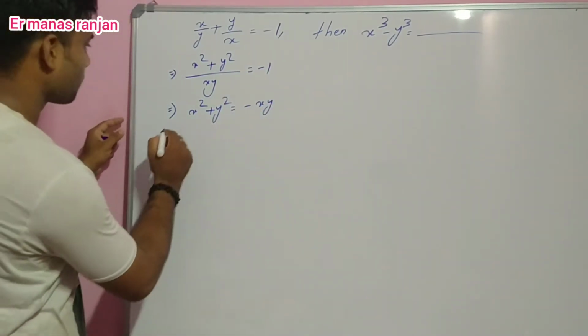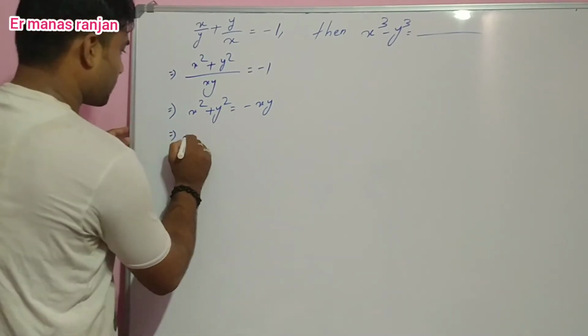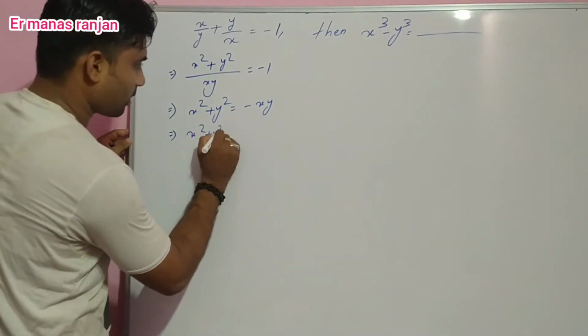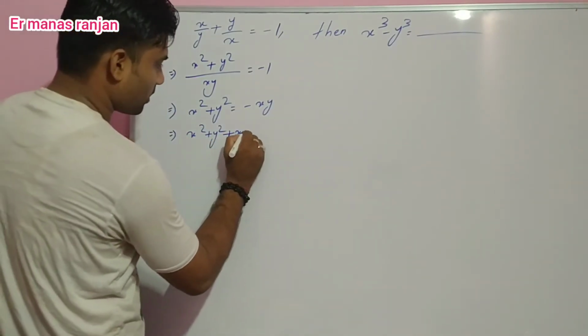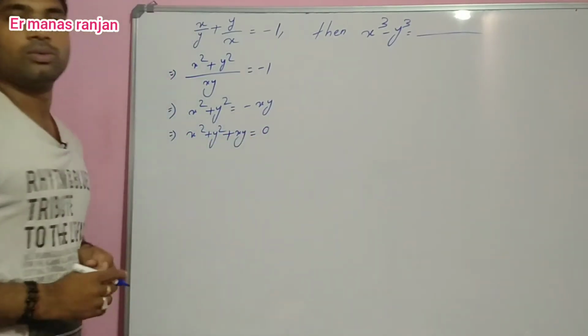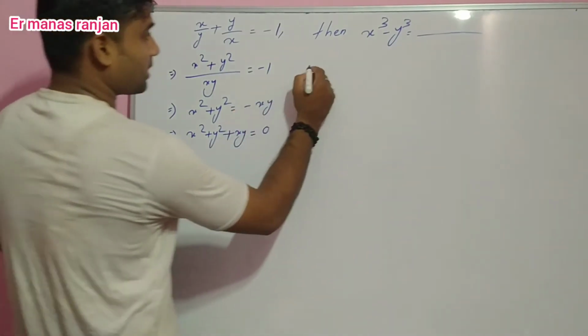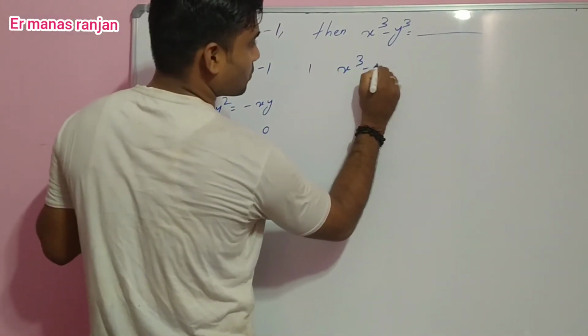Understood? x² + y² - xy here. If you move it to the other side, it will be + xy, which equals 0. Okay? Then what is the value of x³ - y³?